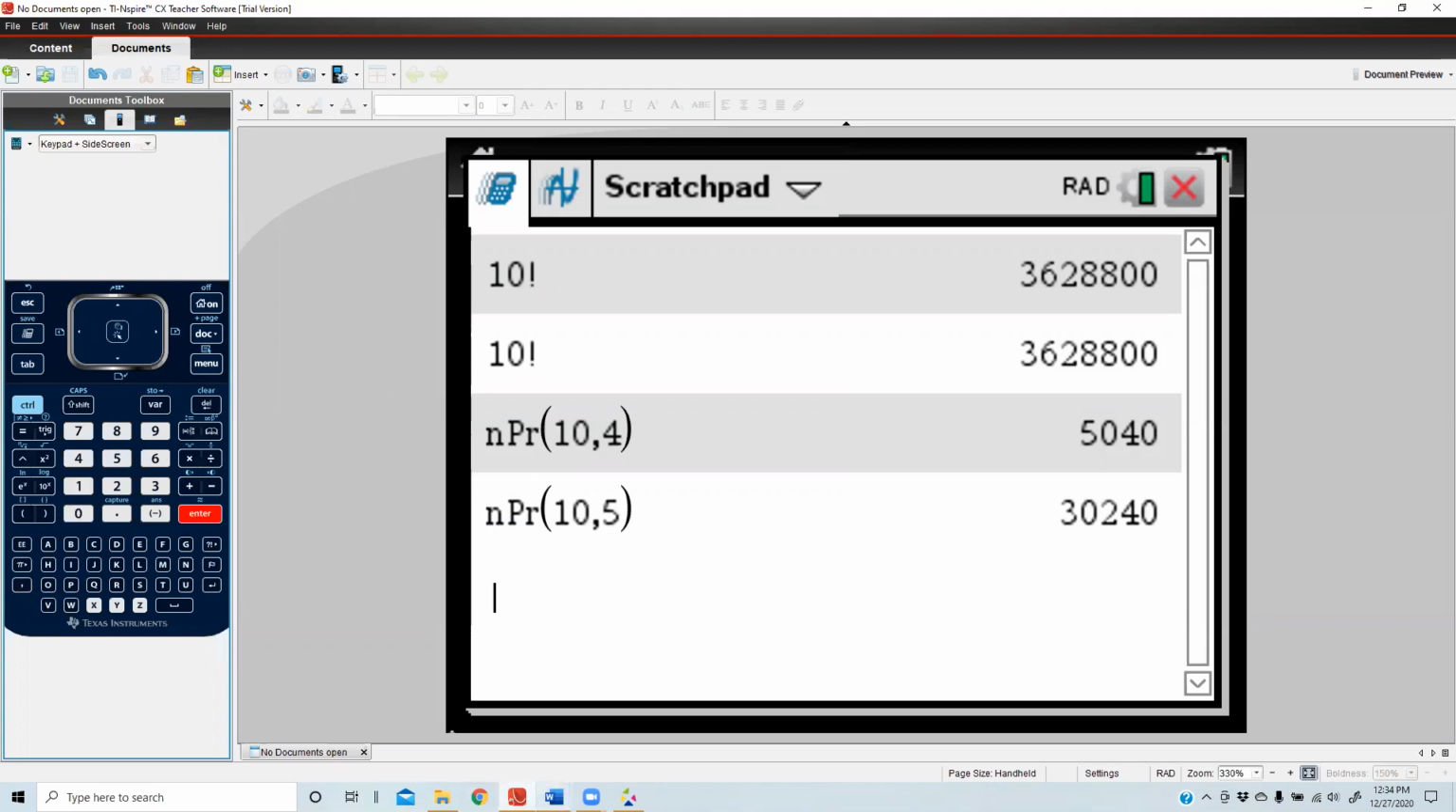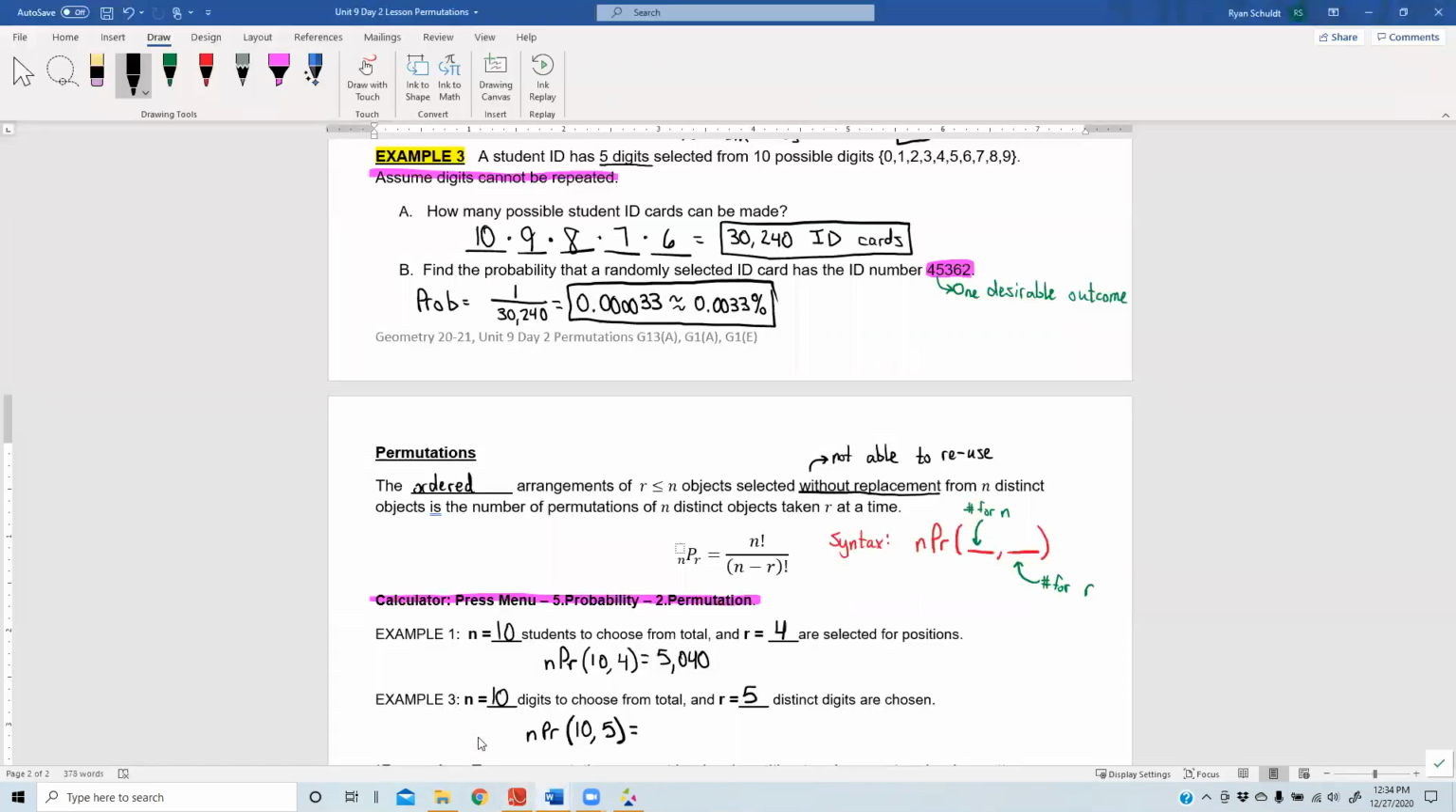30,240. There's our answer. And again, what do you know? It's the same as what we figured out in example 3.